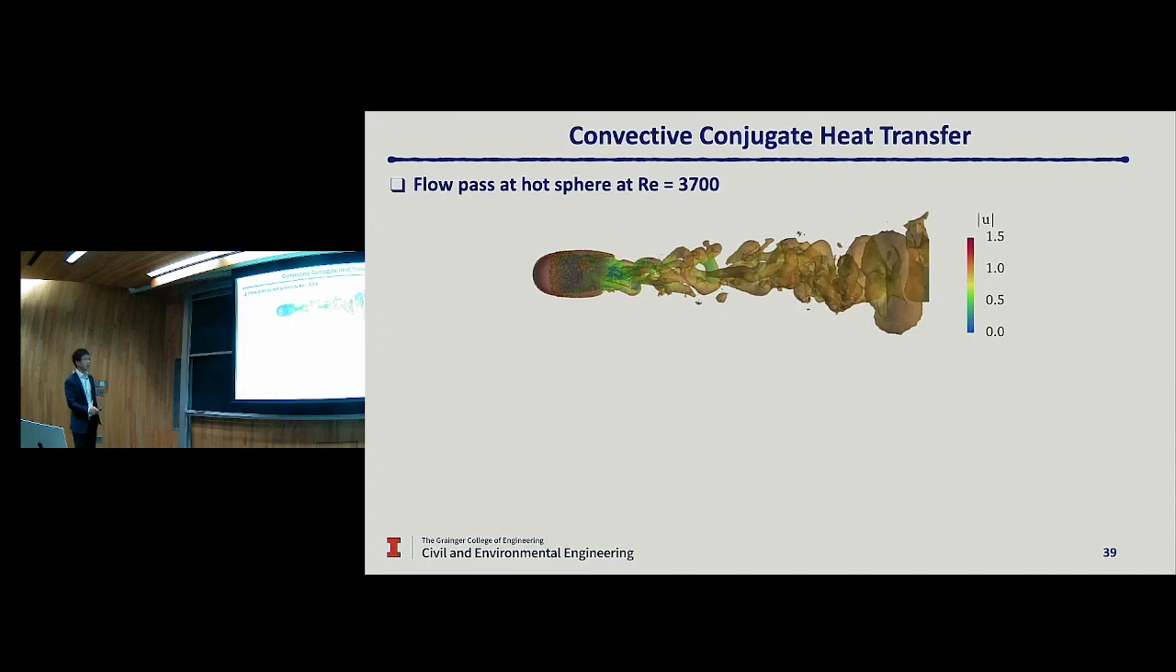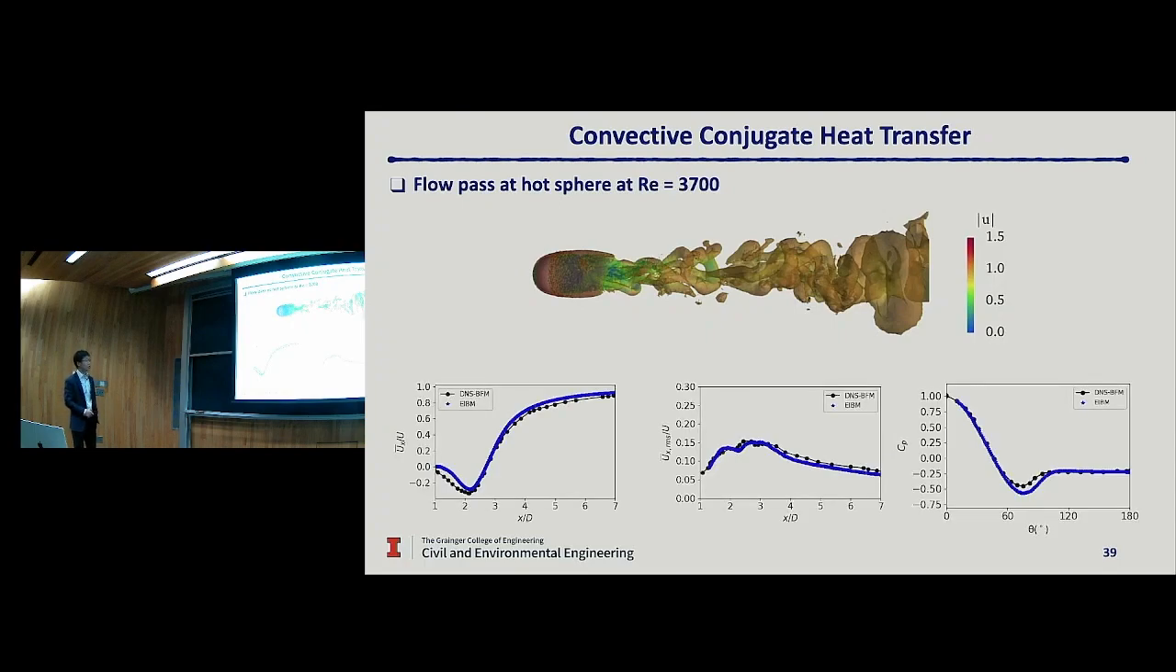This is the vorticity behind the sphere, and then we compare several flow statistics. One is the mean velocity along the center line behind the sphere. Another one is the RMS of the velocity along the center line, and the third one is the pressure coefficient on the sphere. You can see all of them agree very well with the direct numerical simulation using boundary fitting mesh, even though our mesh is coarser, and we're using the immersed approach.